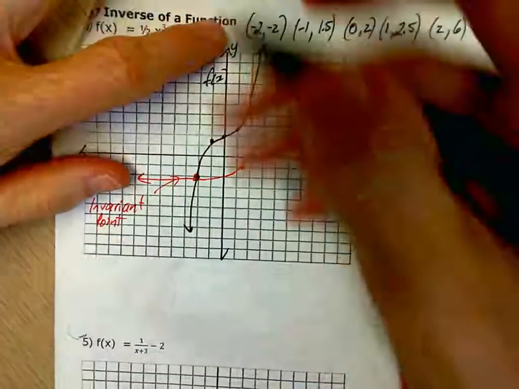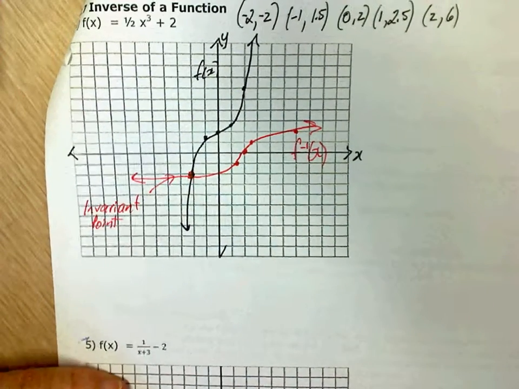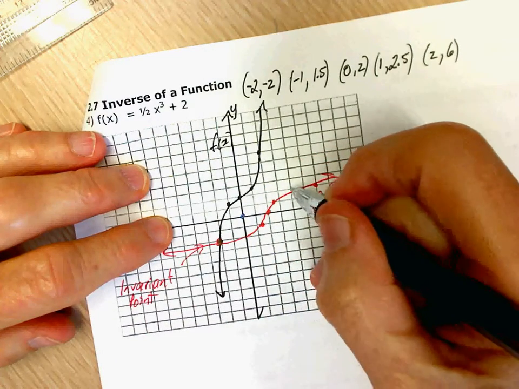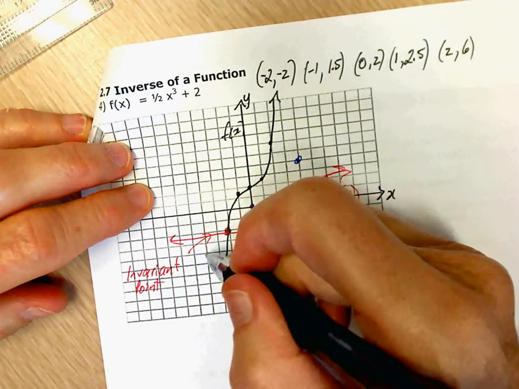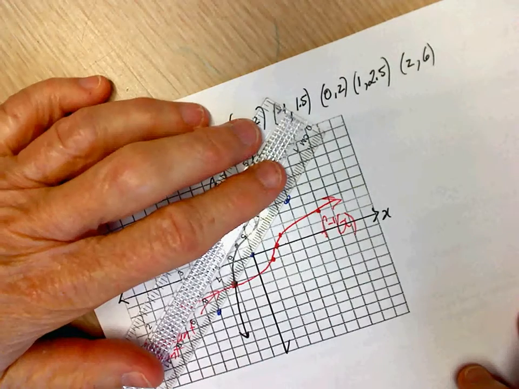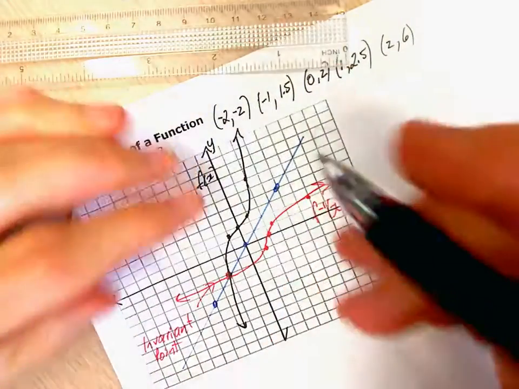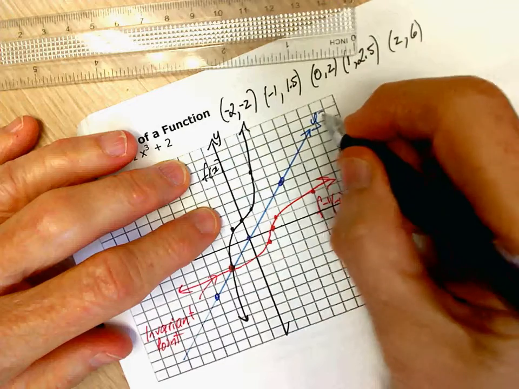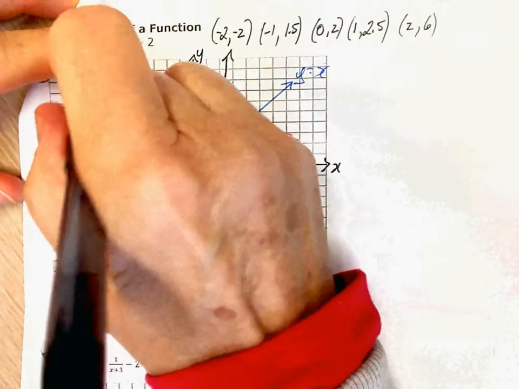That's good. They ask us to draw the y equals x line, so we'll draw it. There we go. Notice if I were to fold this on the y equals x line, they would just land on top of each other. So we answered part B. We graphed the function and its inverse.